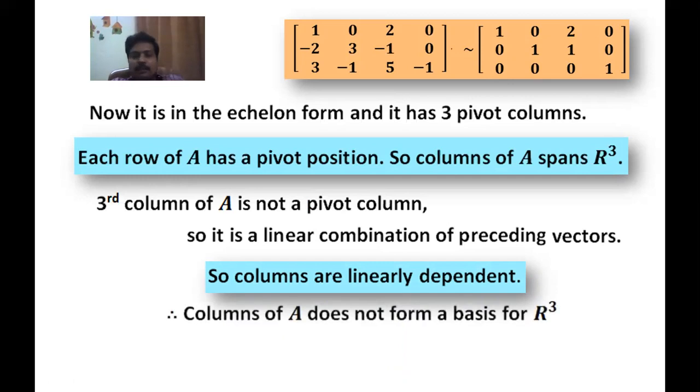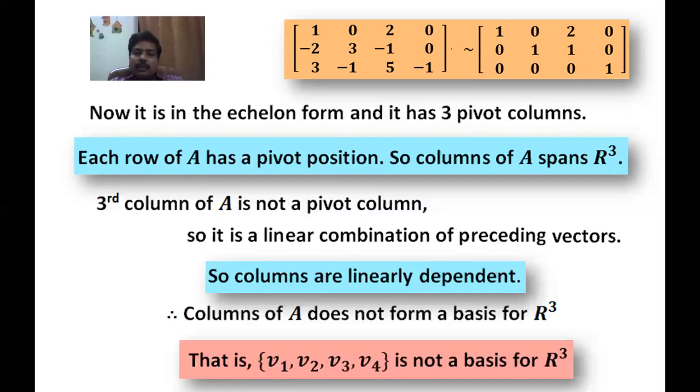Since they are not linearly independent, columns of A do not form a basis for R3. Here first condition failed. The columns can span R3, but they are not linearly independent. So these vectors, the given vectors, cannot form a basis for R3.